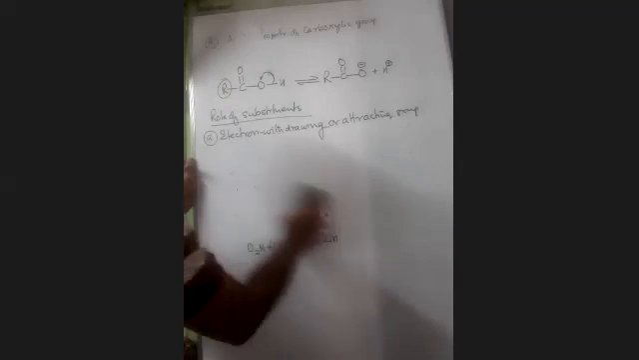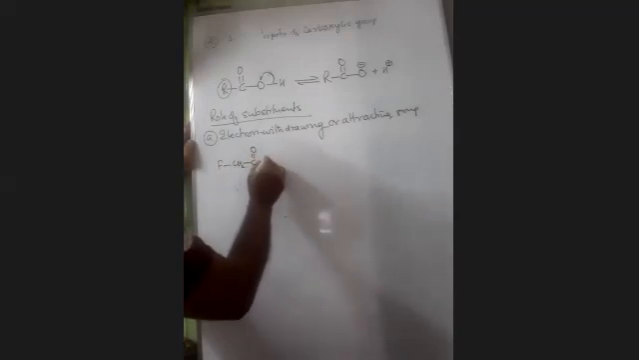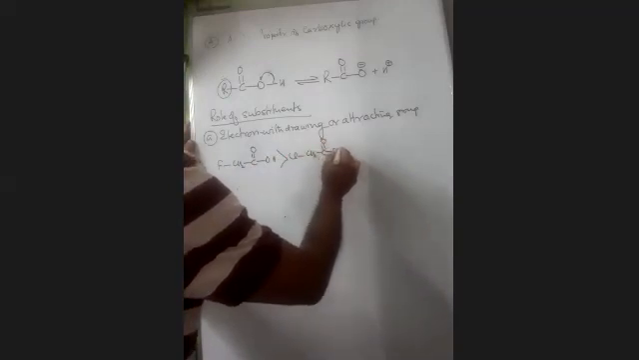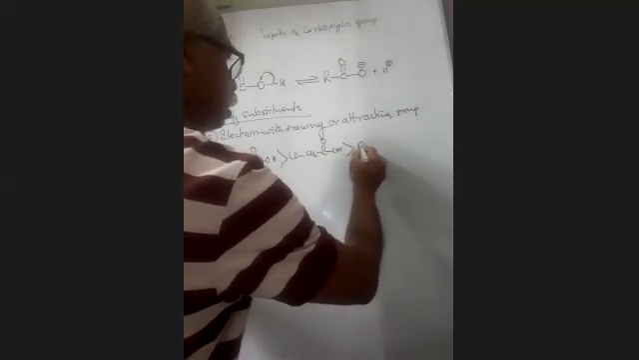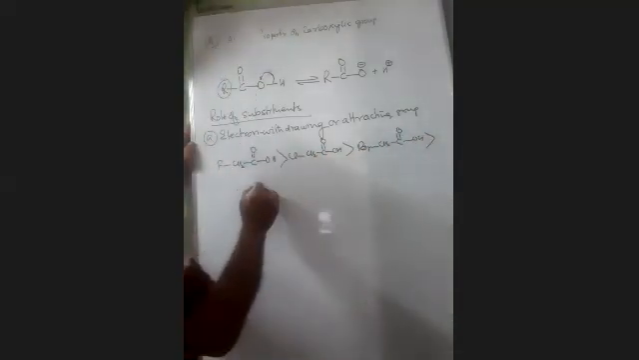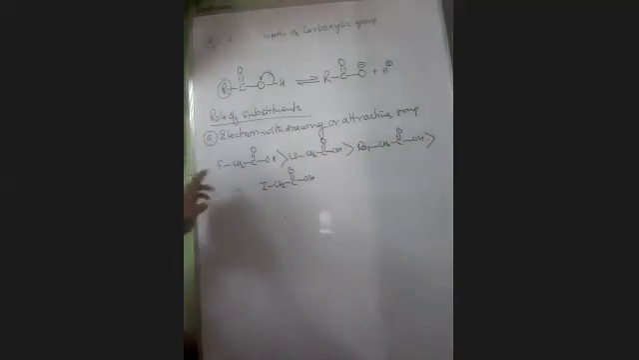So now, what should I do? I write like this. Example. Suppose I have taken here this. See here. So, among the halogens, we know the electronegativity decreases from fluorine to chlorine. The acidity of the carboxylic acid also will be like this.